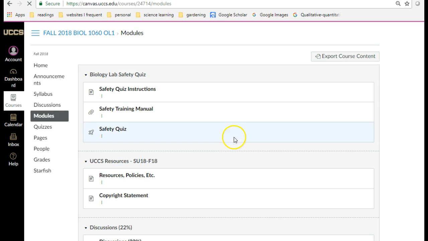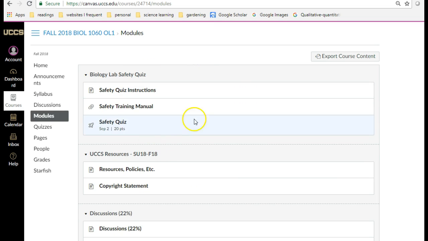Now, let's look at the modules. So the very first thing to do in the class is take the safety quiz. If you miss this deadline, there's a bunch of hoops that we have to go through to solve that problem. So just take the quiz. You can take it as many times as you want.